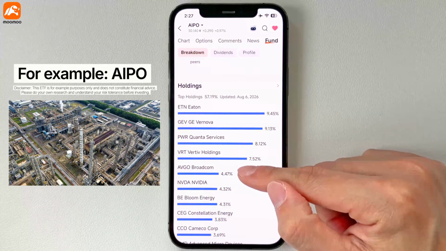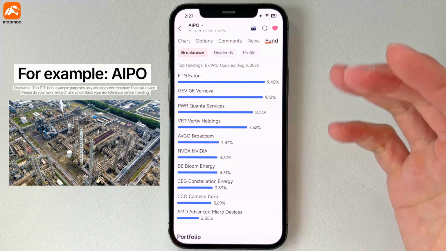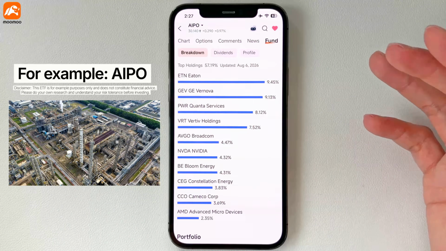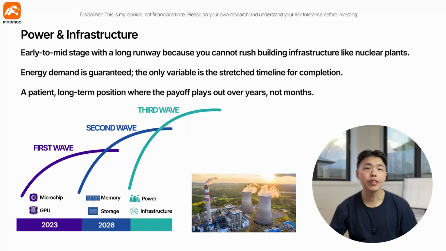Its top holdings are Eaton, GE Vernova, and Vertiv Holdings. These are companies that build the power and cooling infrastructure AI data centers run on, from turbines to backup power to thermal management. I think power and infrastructure is early to mid-wave.